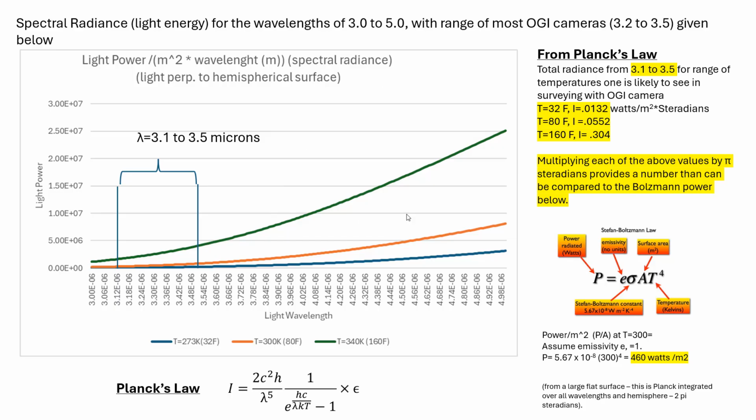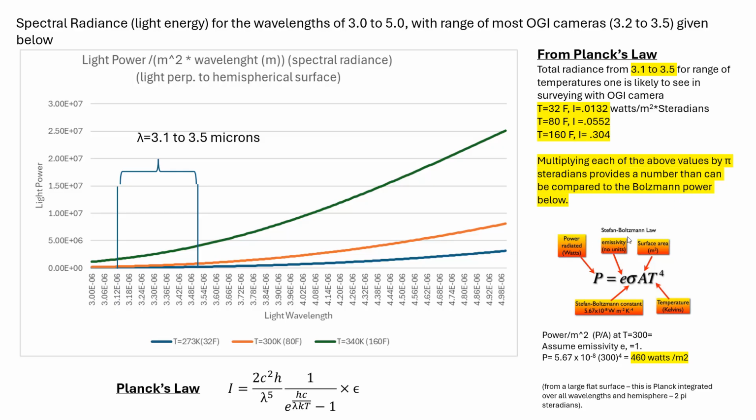So what I did was I added up the total light energy from 3.1 to 3.5 microns at a temperature of 32 degrees Fahrenheit, which is 273 Kelvin, and I got 0.0132 watts per meter squared. At 80, that's 300 Kelvin, I got 0.0552. And at 160, I got 0.304. Those are really small amounts of power, right? And that's isotropically, so in all possible directions. If you want to focus on only that perpendicular to the surface, you'd multiply these by pi, which is 3. Still rather small.